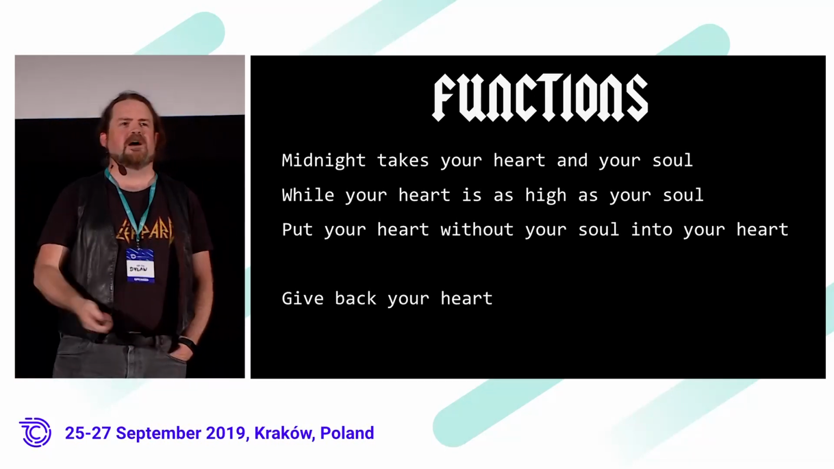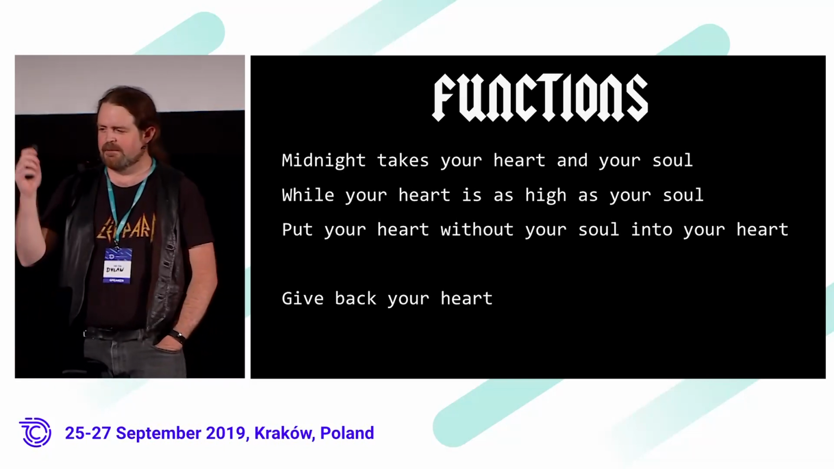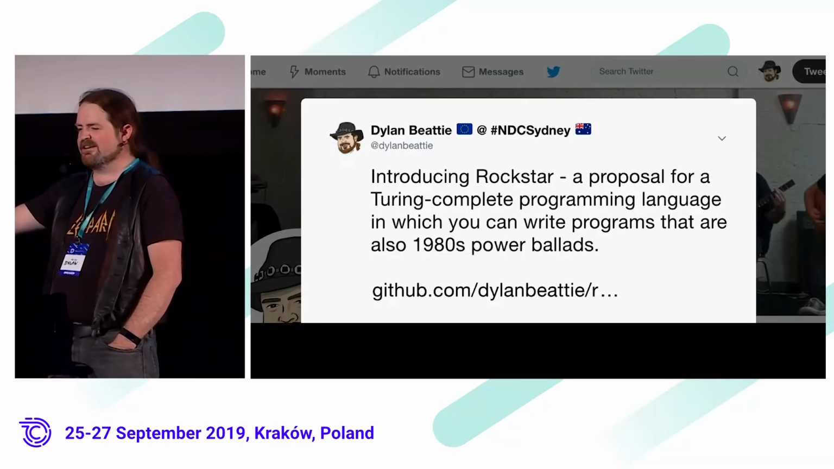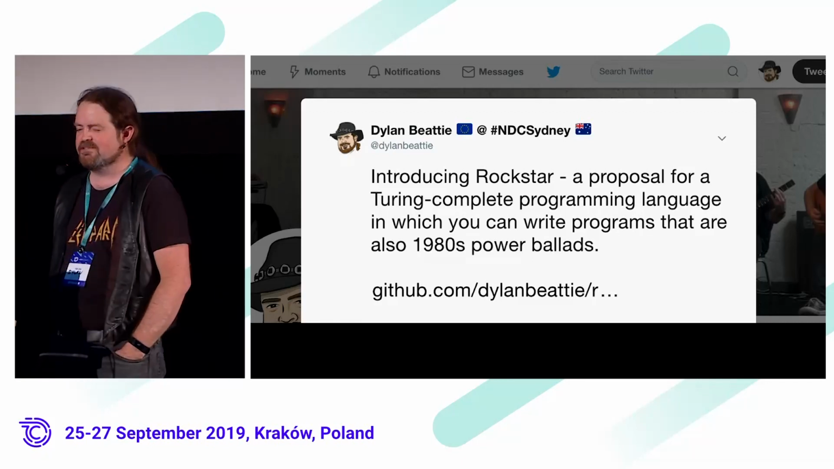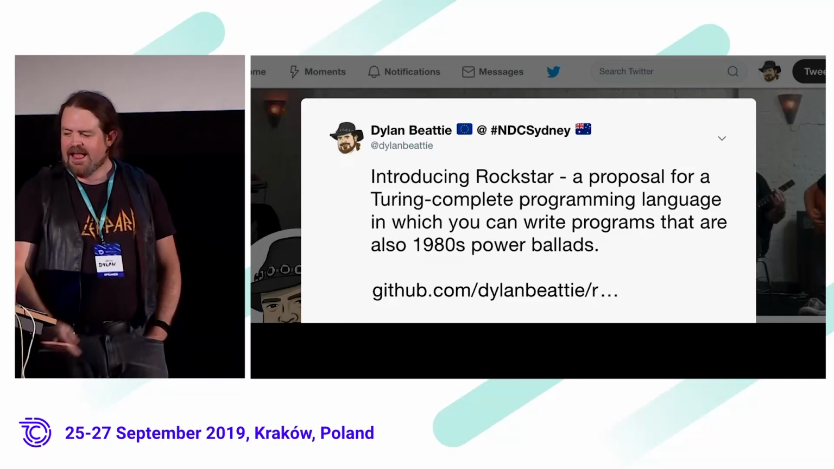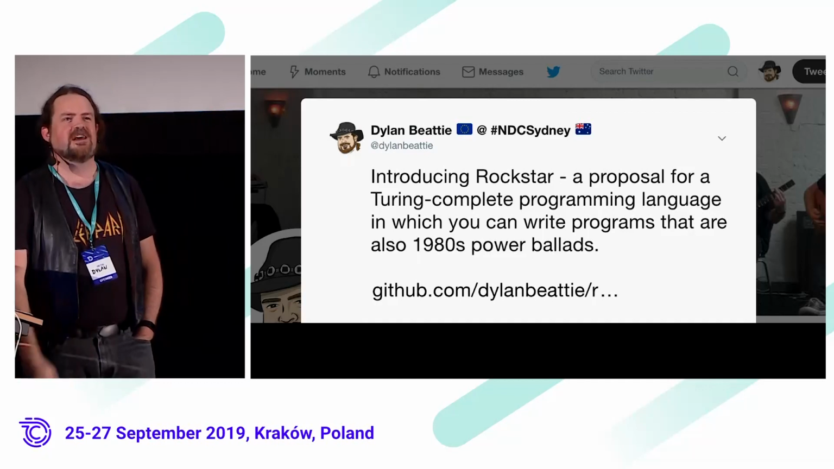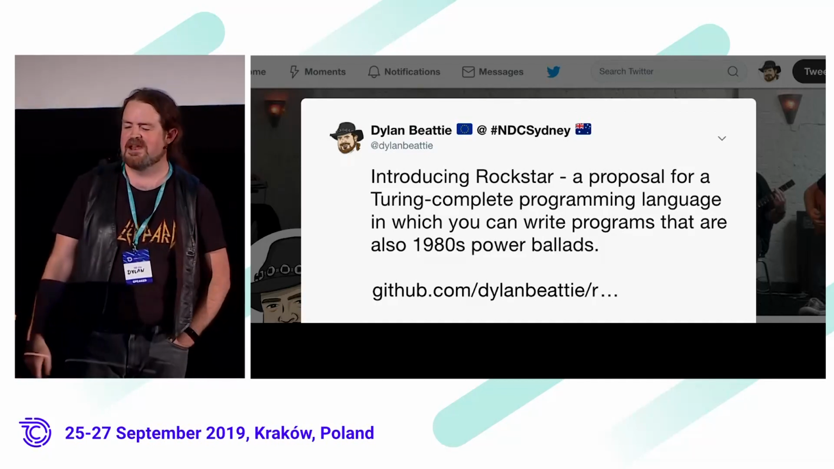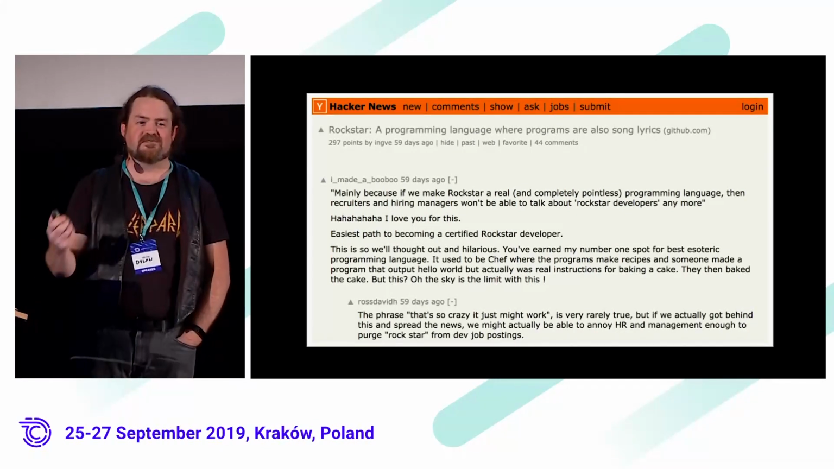So I kind of wrapped this up, and I paid my bar bill, and I stuck it on GitHub, and I put a tweet out saying, hey, look, introducing Rockstar, a proposal for Turing-complete programming languages. And it went crazy. I got 2,000 GitHub stars in 24 hours. It made it onto Hacker News. It made it onto the front page of Reddit.